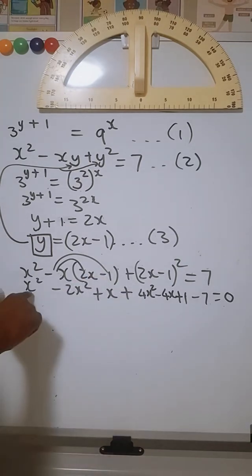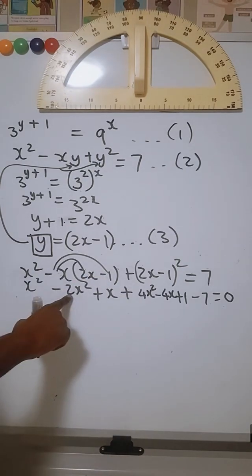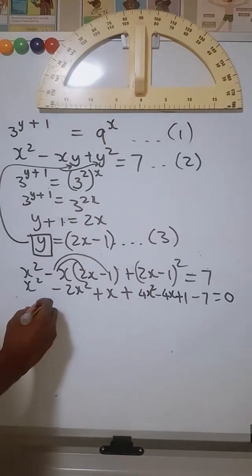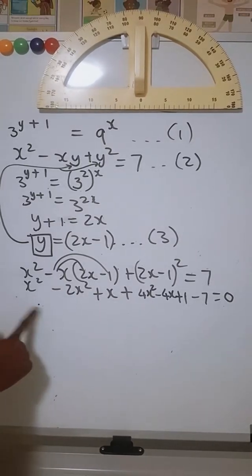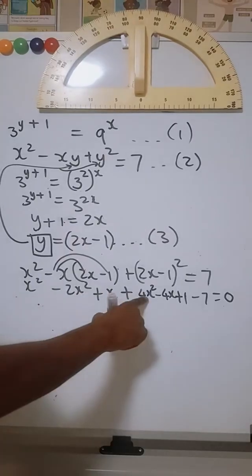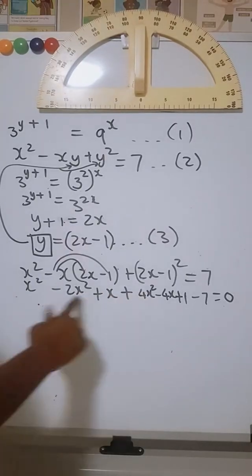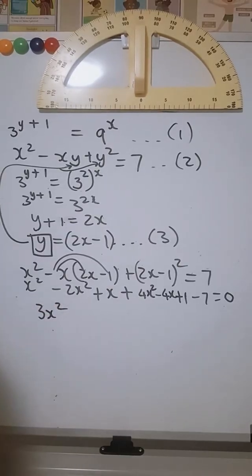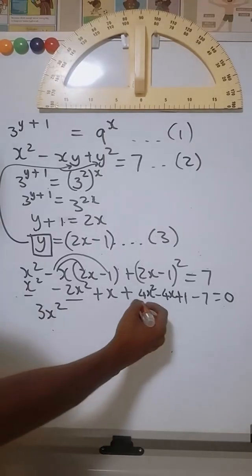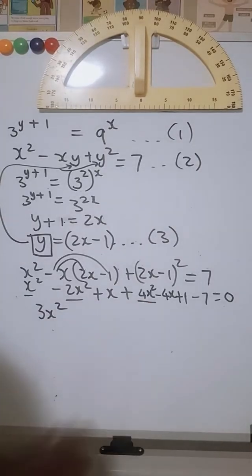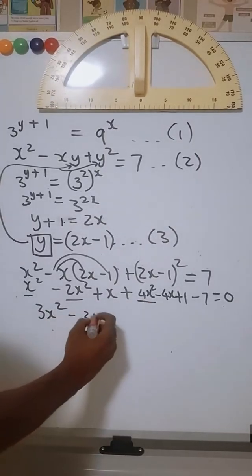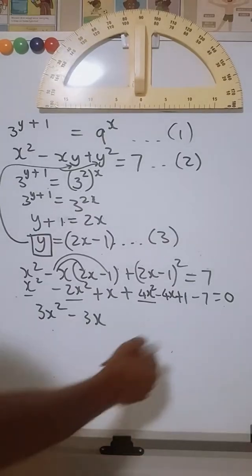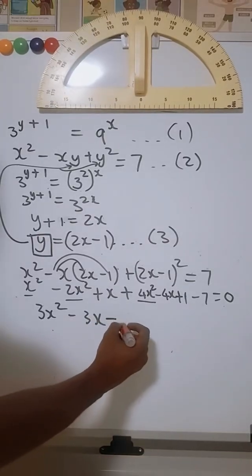Now we can add like terms. x squared minus 2x squared is negative x squared, plus 4x squared is negative, no, it's not negative. x squared plus 4x squared is 5x squared. 5x squared minus 2x squared is 3x squared. Done. x minus 4x is negative 3x. 1 minus 7, negative 6.